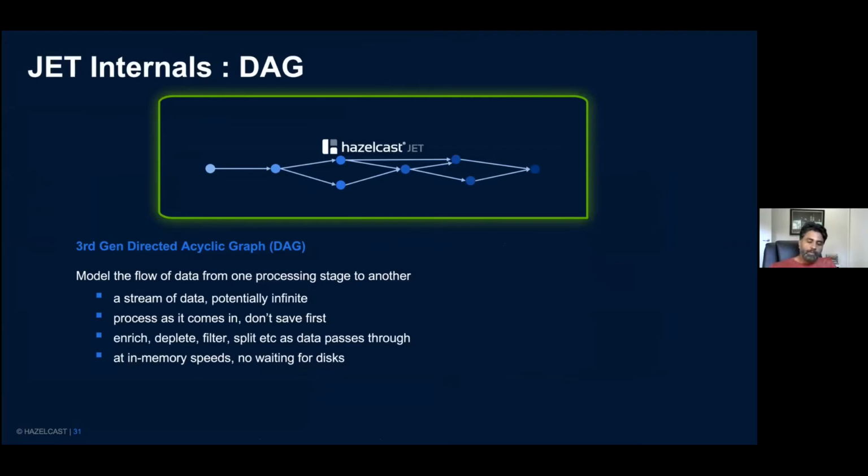Jet is an implementation of a DAG, which is a directed acyclic graph. Those who are not familiar with what a DAG is, I suggest that you look it up. It's a very interesting topic. It gives you good insight into how modern architectures process data flowing in a stream, continuously, infinitely, or perform batch operations. So with Jet, you have the ability to process streaming data.